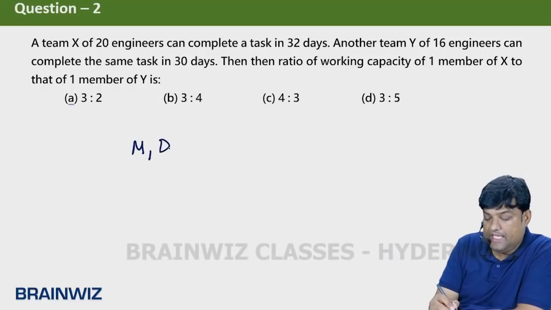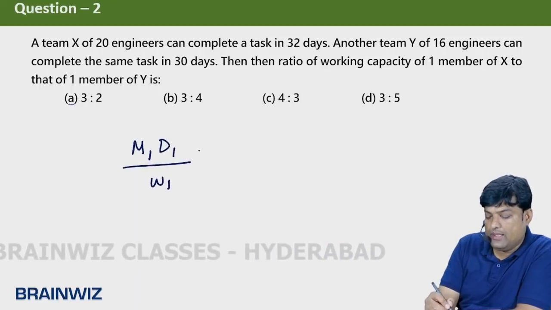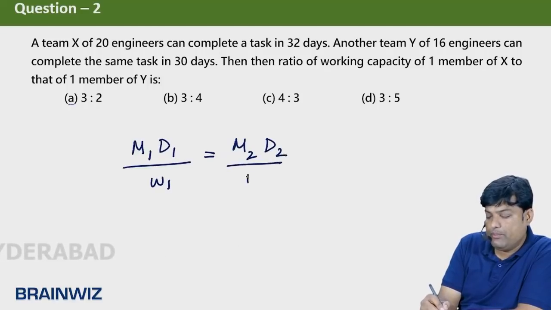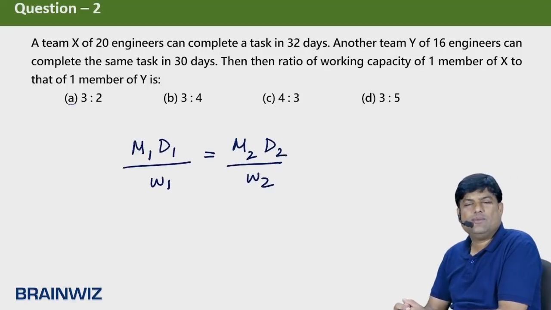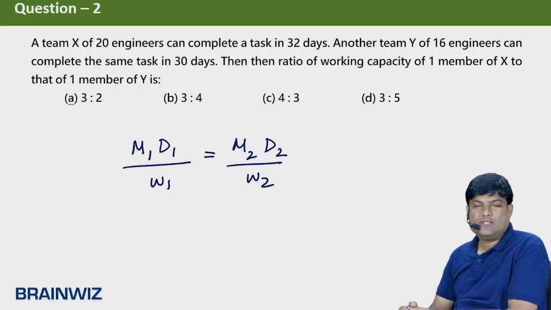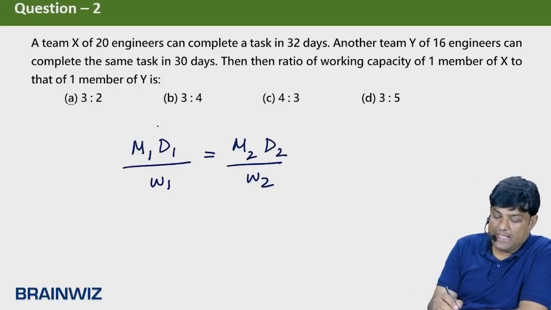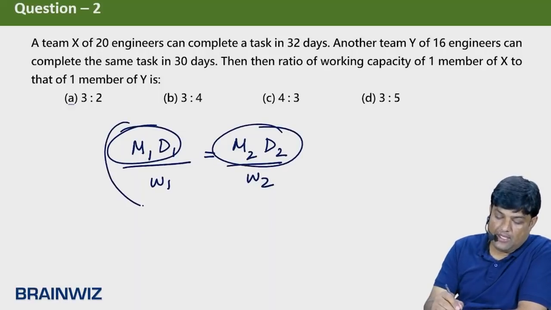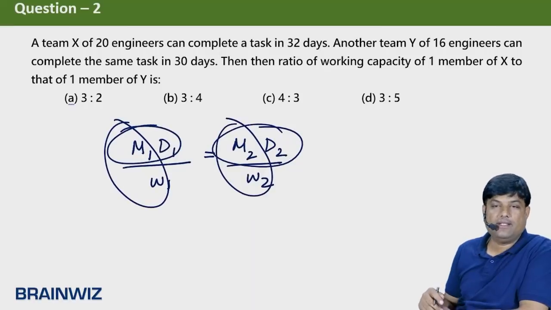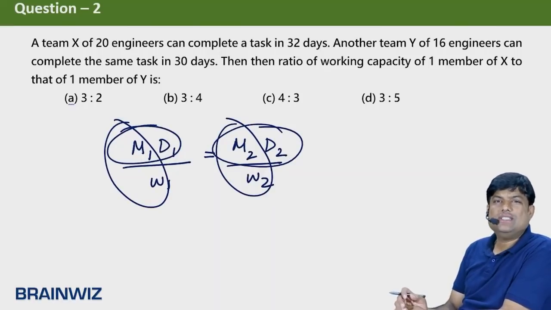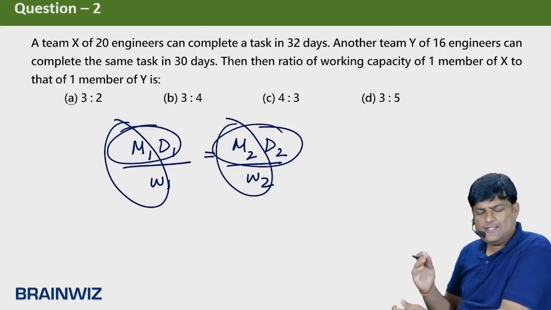M1 D1 by W1 must be equal to M2 D2 by W2. Using this, we can simply find out whatever the questions based on chain rule. So what this says is that men and days are inversely related, and men and work are directly related. This kind of thing I have told you in the general classes. So using this, we can find out the answer within a short span of time.